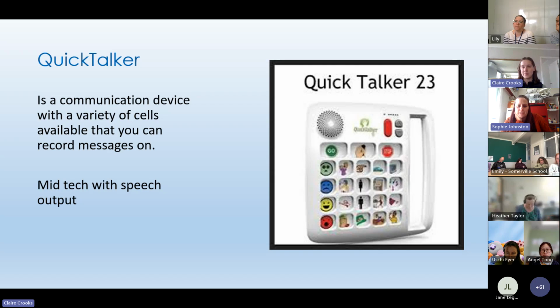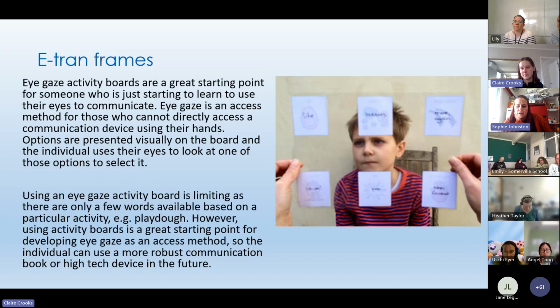A little question about the eye gaze, Claire. If you are doing eye gaze for yes/no symbols, would you start with an ETRAN frame or support eye gaze skill, or just focus lots on modelling with yes/no symbols first? So it totally depends back to those tasks.